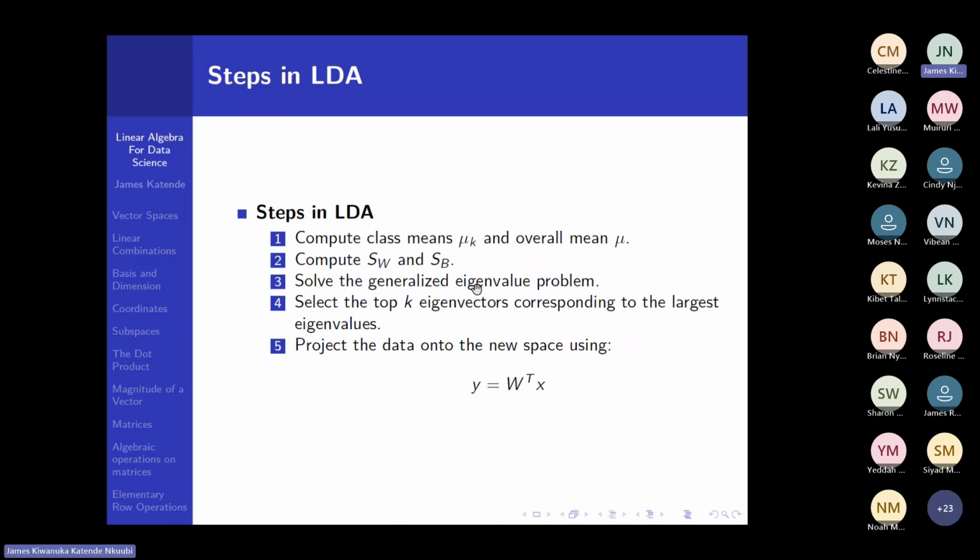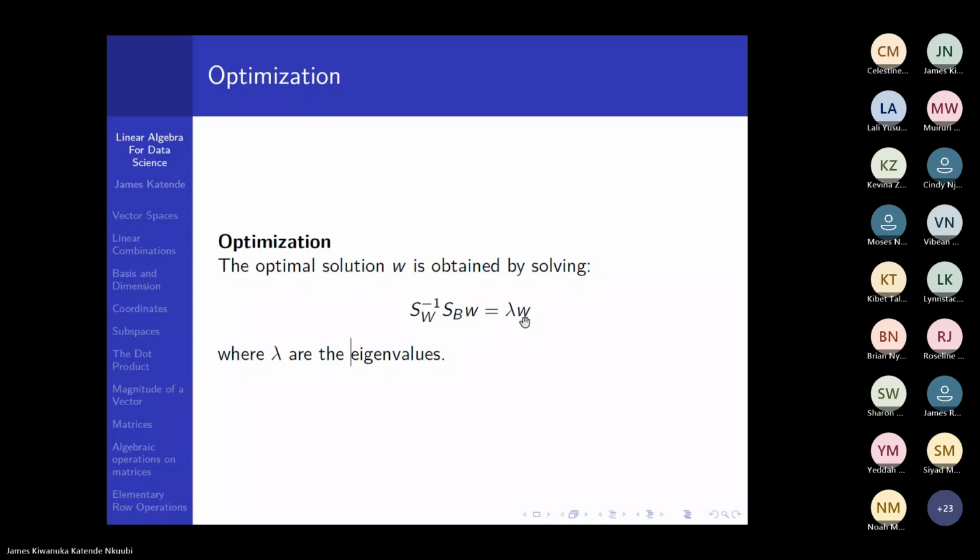Then we solve that eigenvalue problem. I can go back so that this is the eigenvalue problem, where we find the eigenvalues and eigenvectors of the product of the inverse of the within scatter matrix and the between scatter matrix. So these two, the product, you just do the eigen decomposition, find your eigenvalues and eigenvectors.